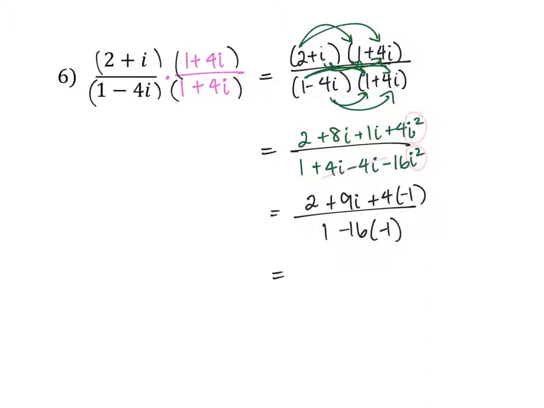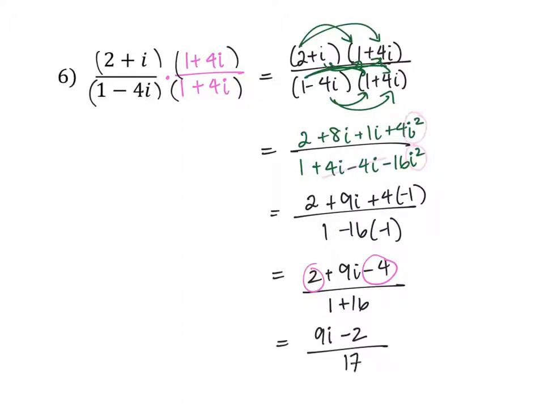So from here, I can maybe combine some like terms. So in this case, I have 2 plus 9i minus 4 over, well, 1 plus 16, because that's going to be negative 16 times negative 1, which is positive 16. So from here, I'm going to combine the like terms, like I have a negative 4 and a 2. So I have, what would that be? 9i minus 2 for the top. And then the bottom, 1 plus 16 gives me 17.